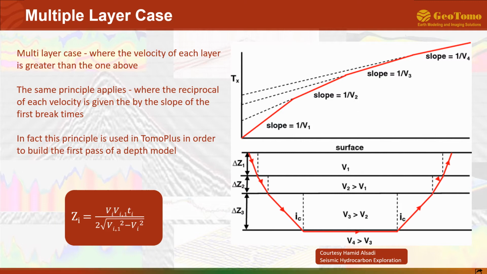The multi-layer case follows the same principle, where the velocity of each layer is greater than the one above. Again, the reciprocal of each velocity is given by the slope of the first break times, and the depth to the ith layer is computed by the formula shown. Indeed, this principle is used in TomoPlus to derive initial velocity models prior to refinement by the more sophisticated methods.